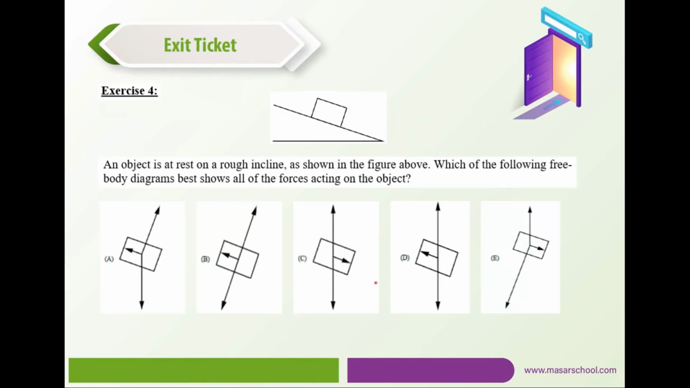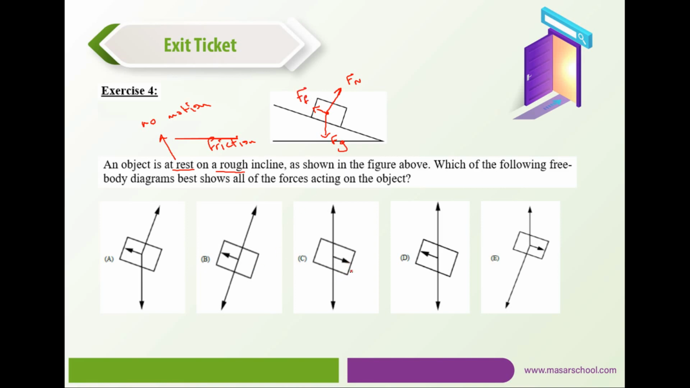Now exercise 4, which is an exit ticket for today's class. An object is at rest on a rough incline, so rough means that we have friction. At rest, which means no motion. As shown in the figure above, which of the following free body diagram best shows all of the forces acting on the object? We have the pull of gravity which is down. We have the normal push which is perpendicular to the plane. The tendency of motion due to the pull of gravity is down, so we expect that we should have friction up the ramp. So let's start eliminating.